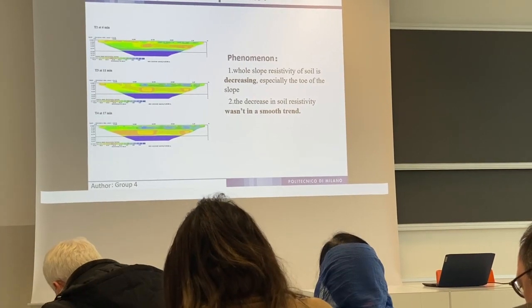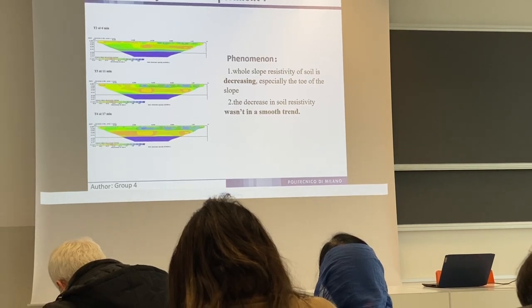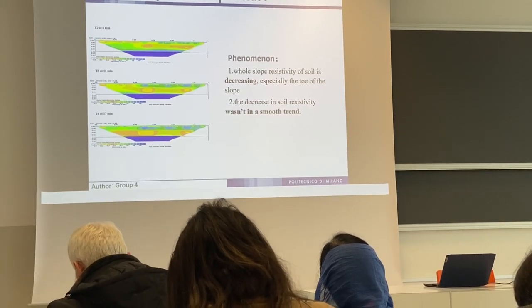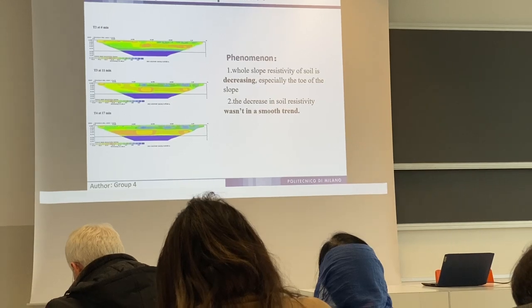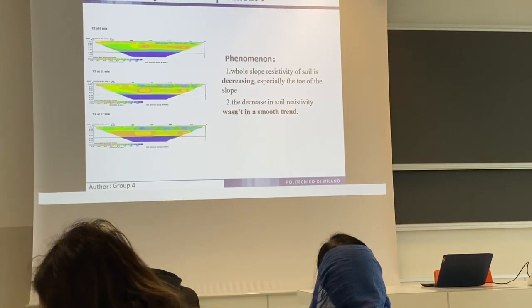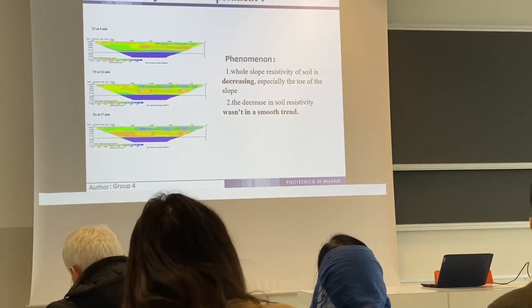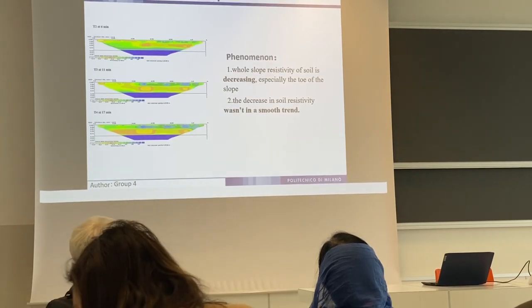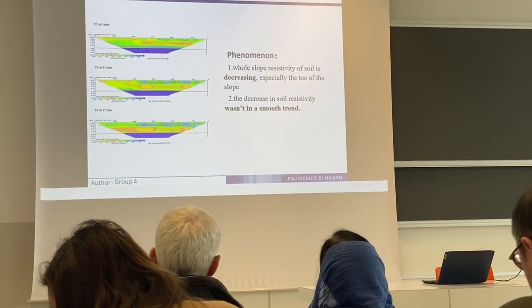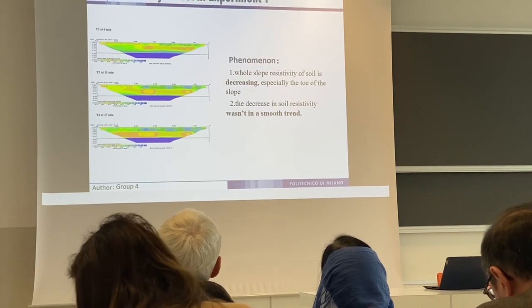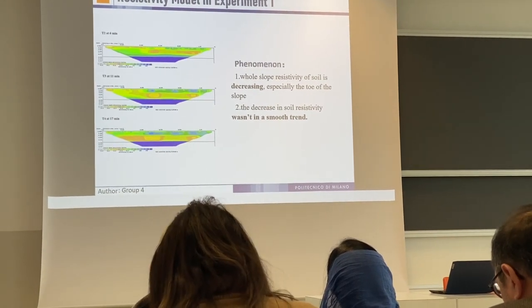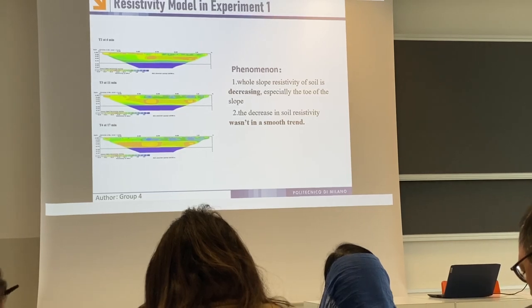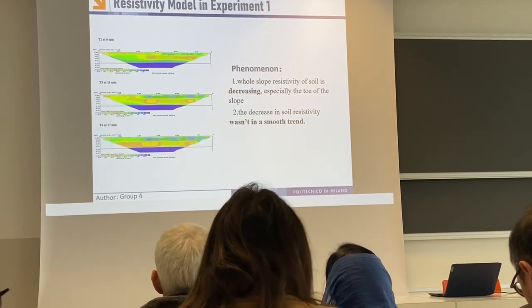Pictures of T2, T3, and T4. From these three pictures, we can find that the whole slope resistivity of the soil is decreasing. It's because the rainfall starts, so the water saturation is increasing. And we can find, especially at the toe of the slope, there is very low resistivity. We can assume that it's because of the gravity of the water, so it may concentrate on the toe part.